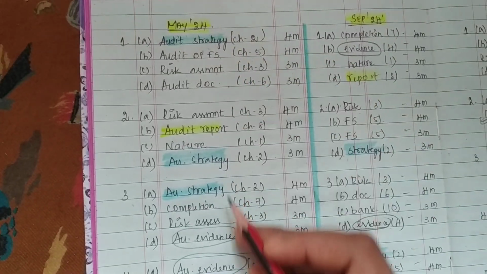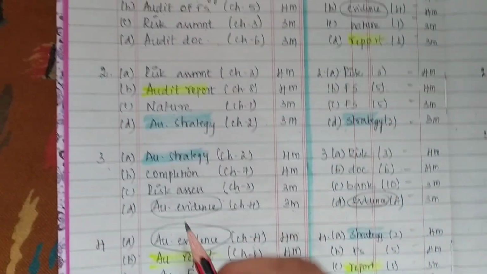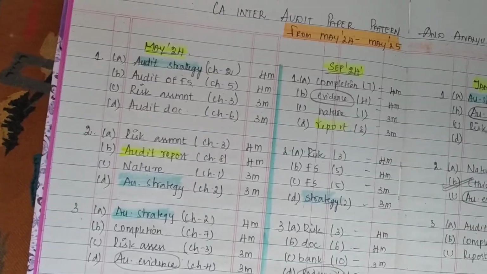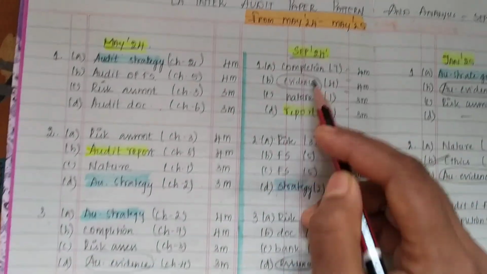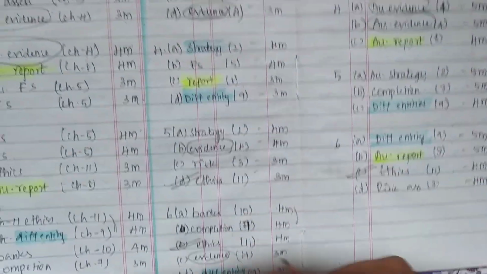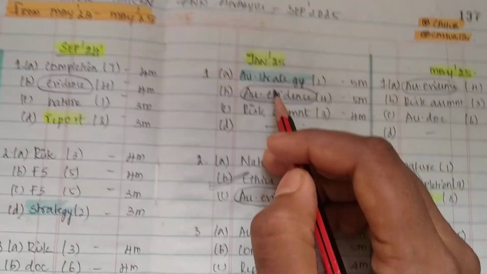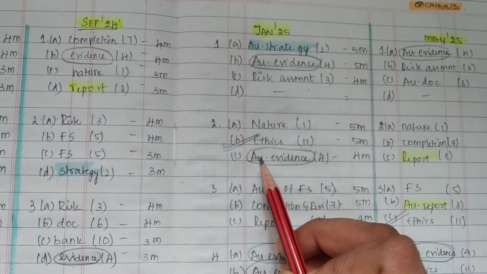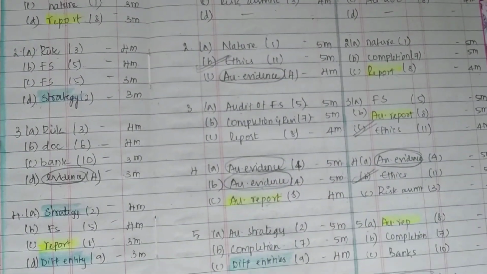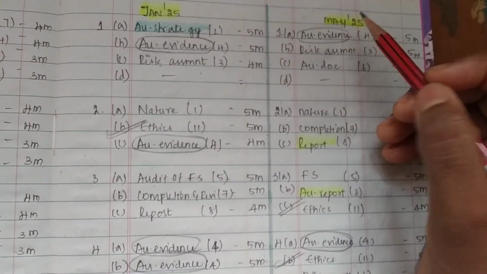And now let's see another chapter. Another chapter is the evidence chapter. That is the fourth chapter of the module. That is audit evidence for 3 marks, audit evidence for 4 marks. And also in the September 24 attempt, audit evidence is for 4 marks and audit evidence is for 3 marks. In the January 25 attempt, audit evidence is for 5 marks and here audit evidence is for 4 marks. And in the fourth question, audit evidence for 5 marks has been asked. In the May 25 attempt, audit evidence. So more or less, the evidence chapter is also more important for our examination.